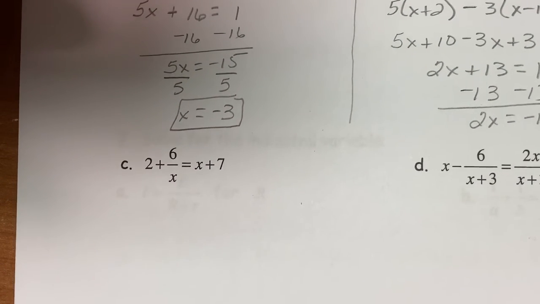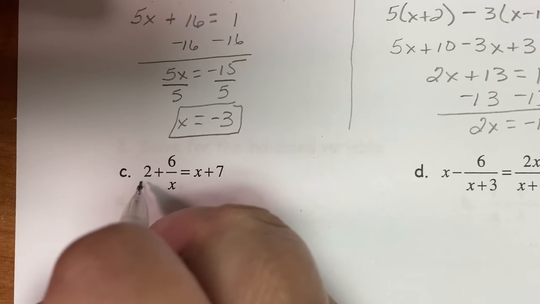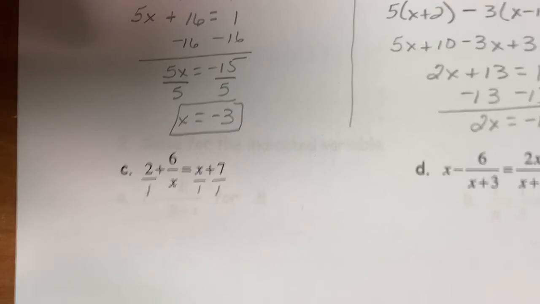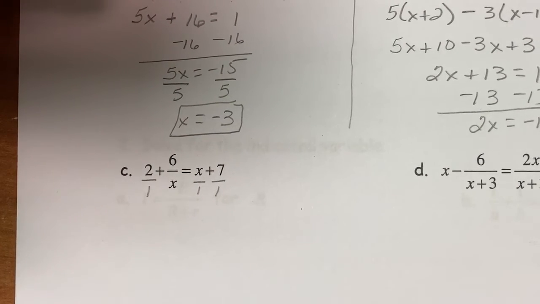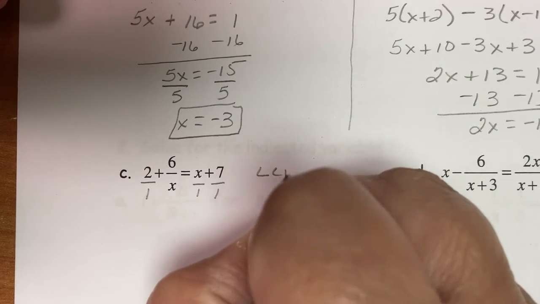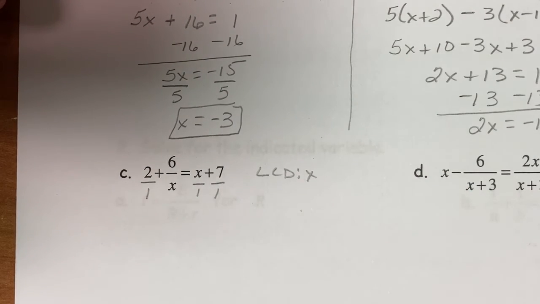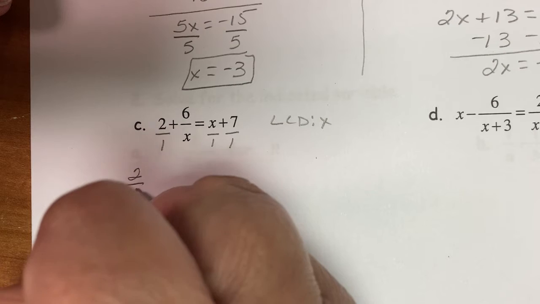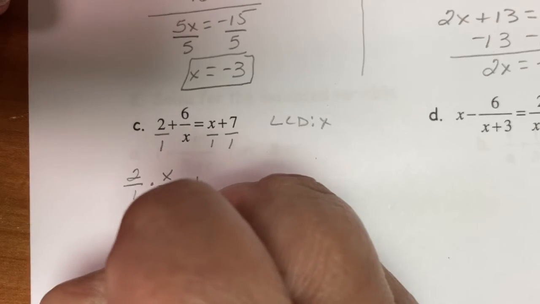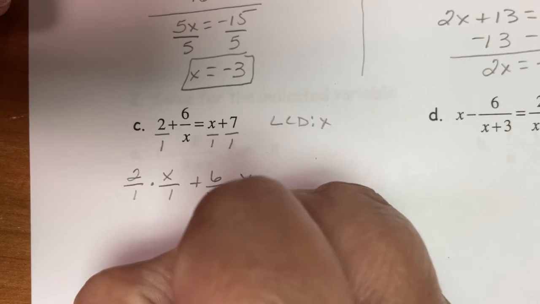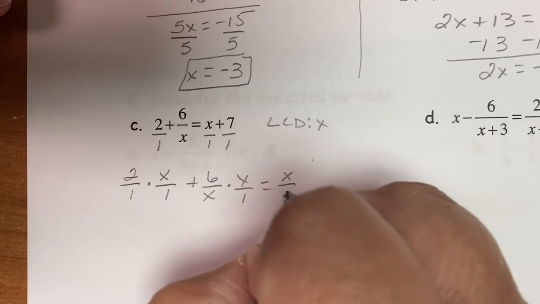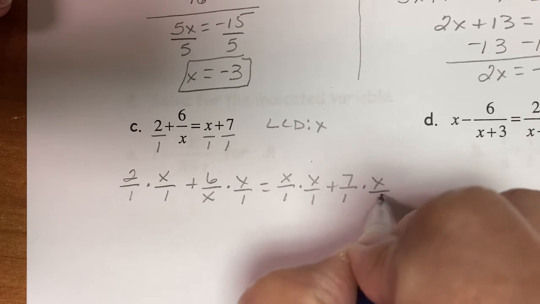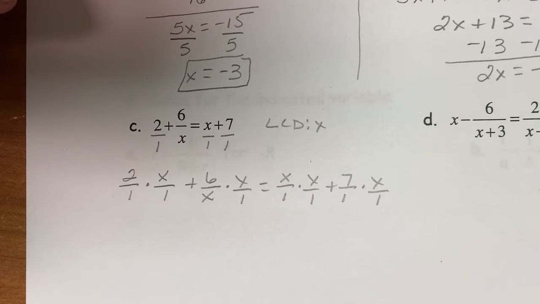Let's go ahead and do the same thing for C. Well, remember all of these terms are really simply over 1. So what is the lowest common denominator of all of the terms? Well, the lowest common denominator is simply x. So I'm going to multiply every single term by x over 1. So 2 over 1 times x over 1 plus 6 over x times x over 1 equals x over 1 times x over 1 plus 7 over 1 times x over 1. I know that's a lot of ones, but that's okay.